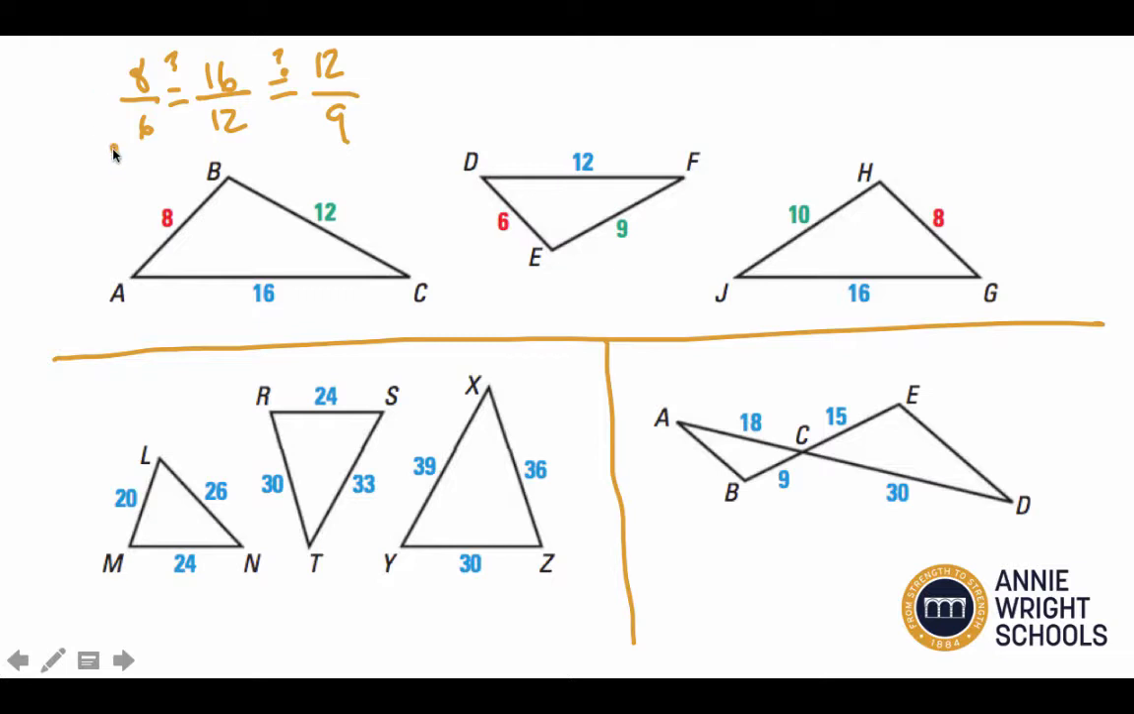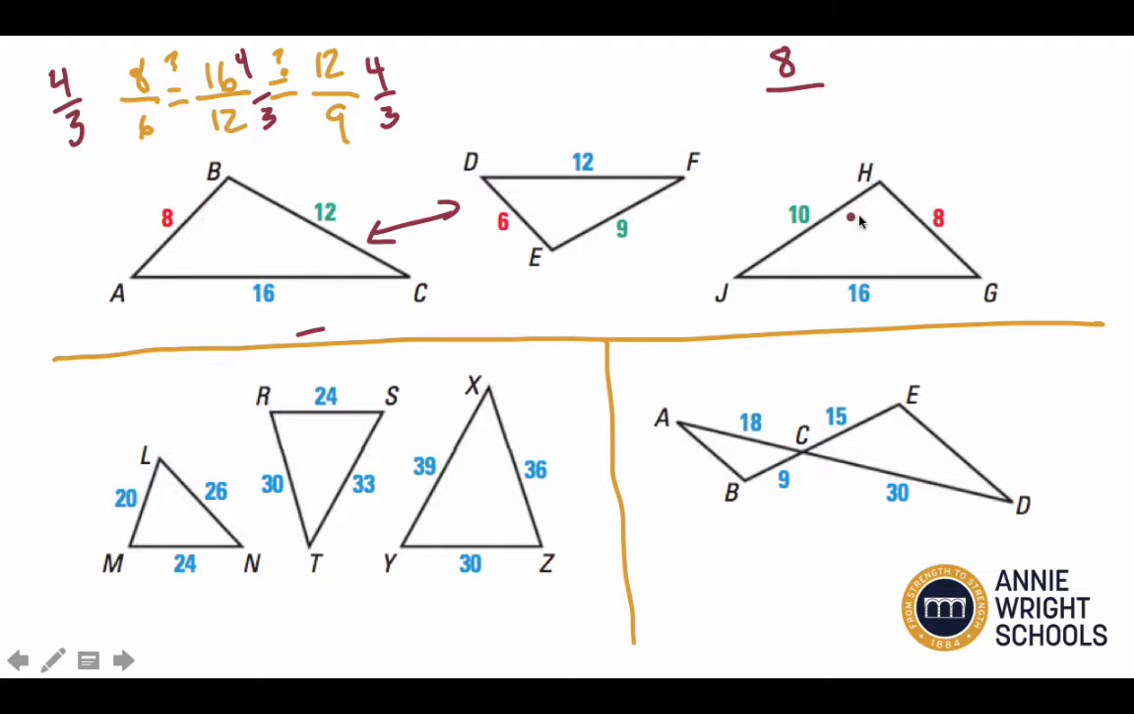Well, the first ratio reduces to 4 over 3. The next ratio reduces to 4 over 3. And the last ratio reduces to 4 over 3. So yes, these two triangles are similar. All right, well, I could check over here.